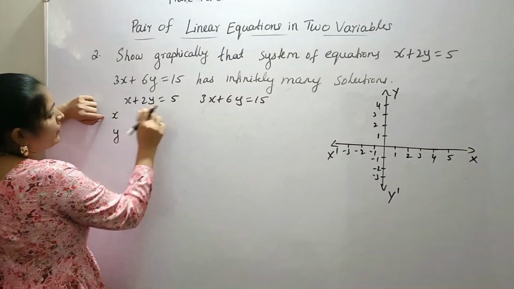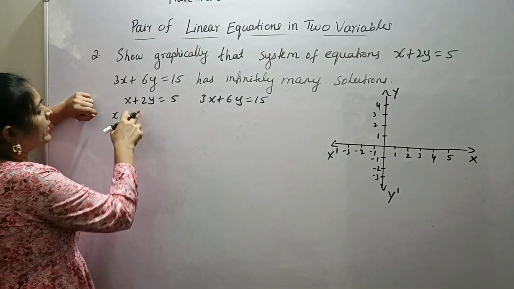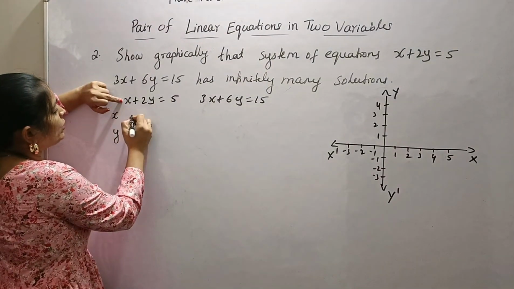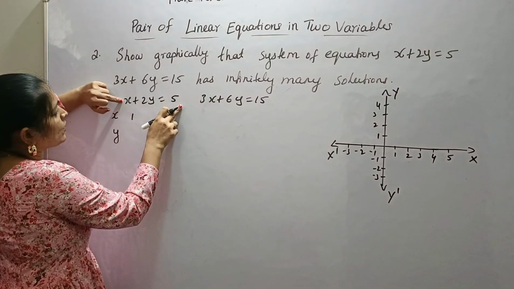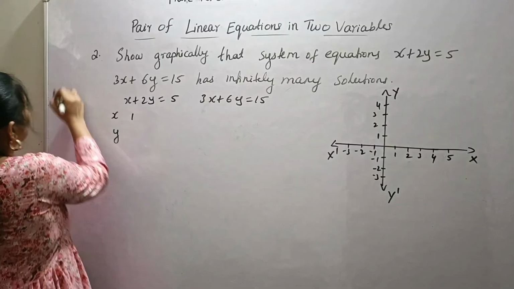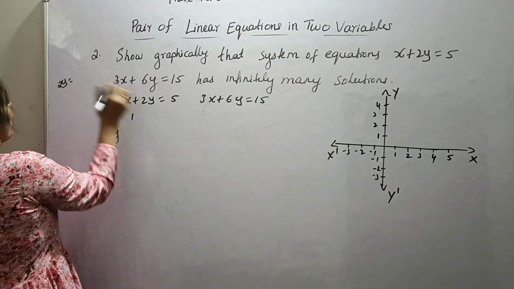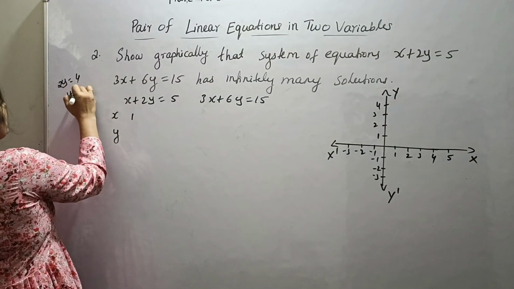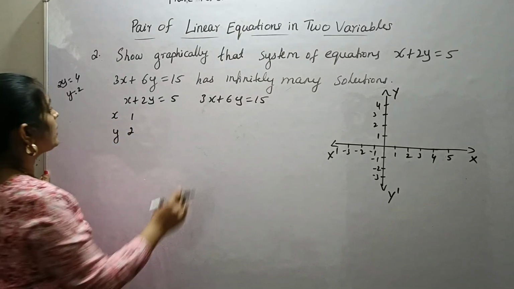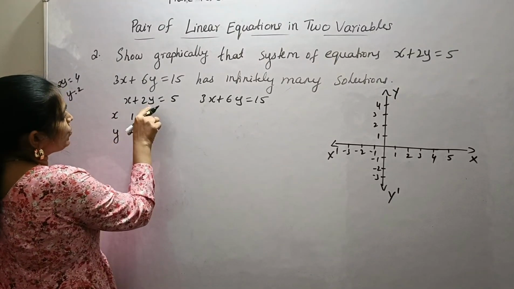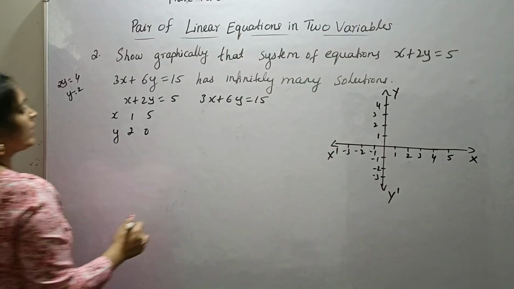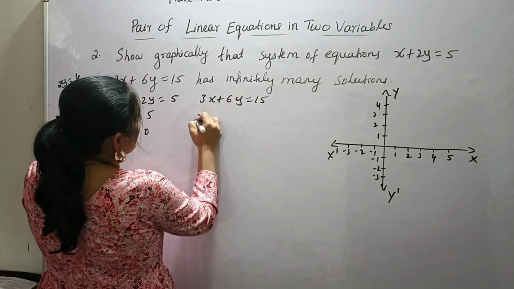See, if we put x is equal to 0, we will get y is equal to a fraction. So it is better to take integers. So here we can put x is equal to 1. When we take x is equal to 1, it will be 4. 4 is a multiple of 2, right? So 2y is equal to 5 minus 1, 4, y is equal to 2. So when x is equal to 1, y is equal to 2. Next, put y is equal to 0. We will get x is equal to 5.